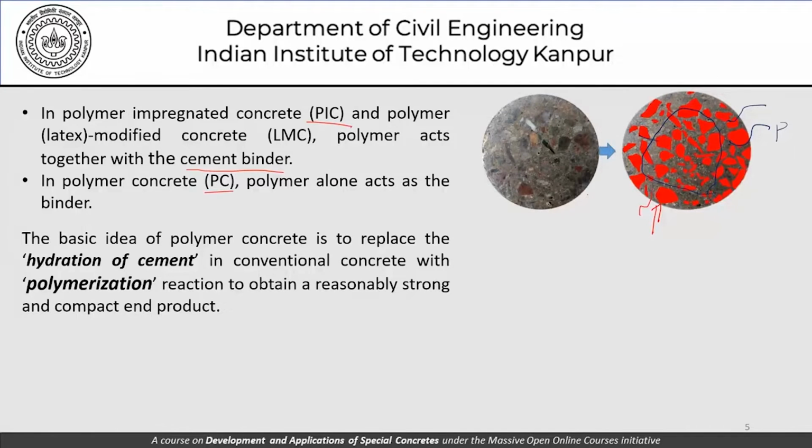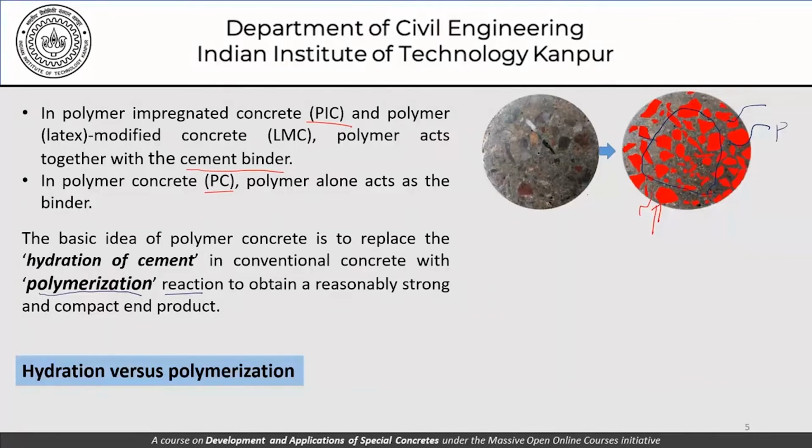reaction. So how do we get polymers in the concrete is something which we will just touch upon today, and we'll learn about the polymerization reaction to obtain a reasonably strong and compact end product. In that sense, we can try to compare the processes of hydration and polymerization to better understand the properties of polymer concrete in the framework that we already have, and we have a fairly strong framework as far as the understanding of cement concrete is concerned, and we will use that framework to understand the properties of polymer concrete.